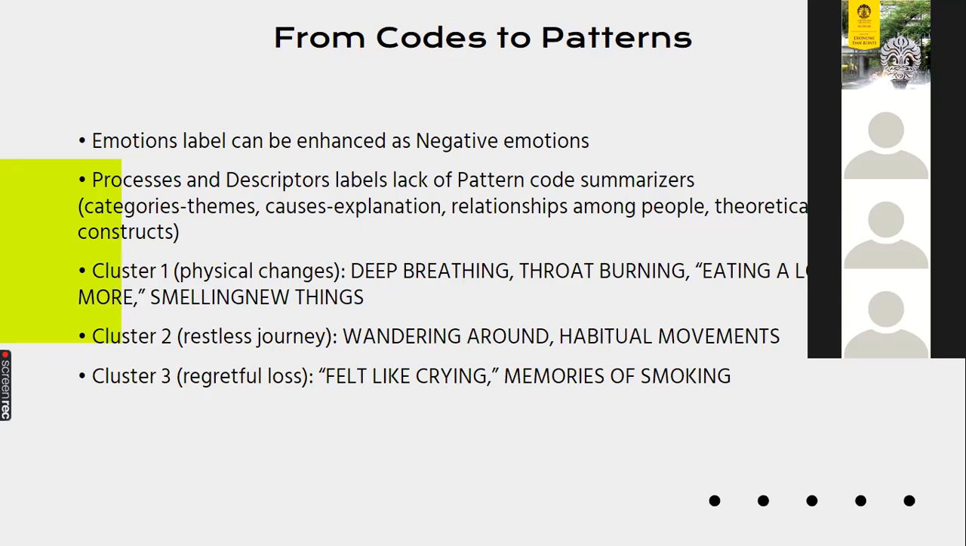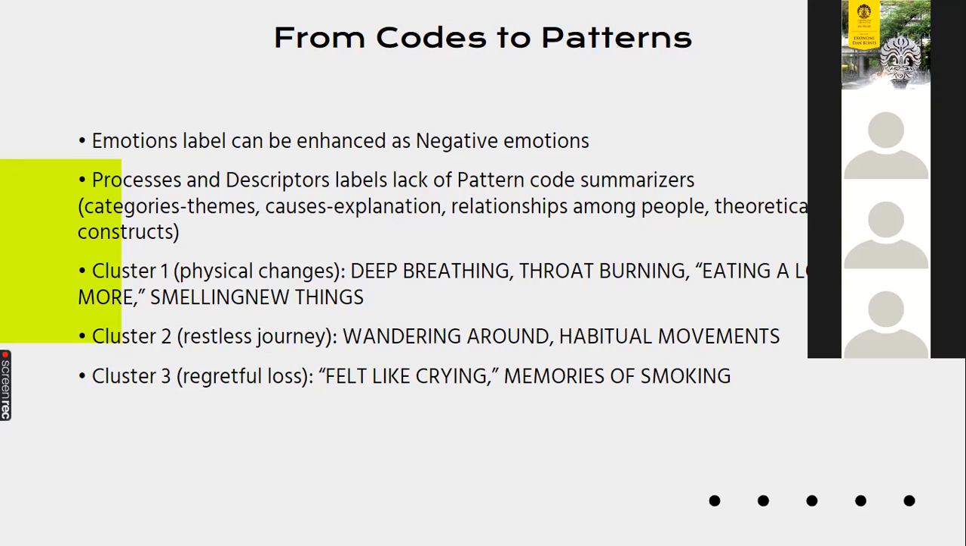Since negative and strong emotions seem to play a critical role in withdrawal symptoms from smoking, emotions as a pattern code choice makes sense. One can even enhance the code further with the adjective negative emotions. But the process and descriptor labels lack a pattern code. What is needed for a pattern code is to summarize the categories or themes, causes or explanations, relationships among people, and theoretical constructs. There are several ways of recategorizing the remaining codes.